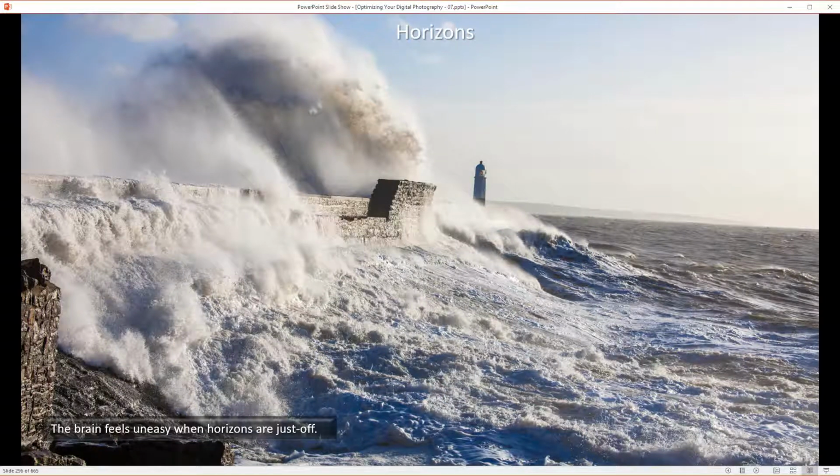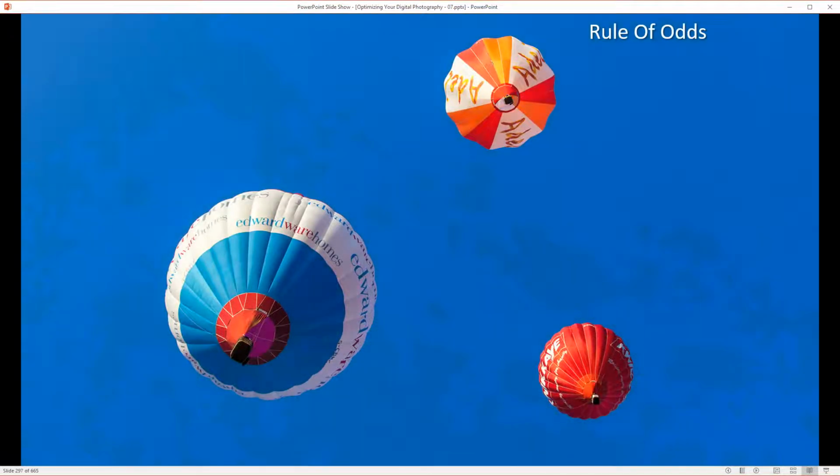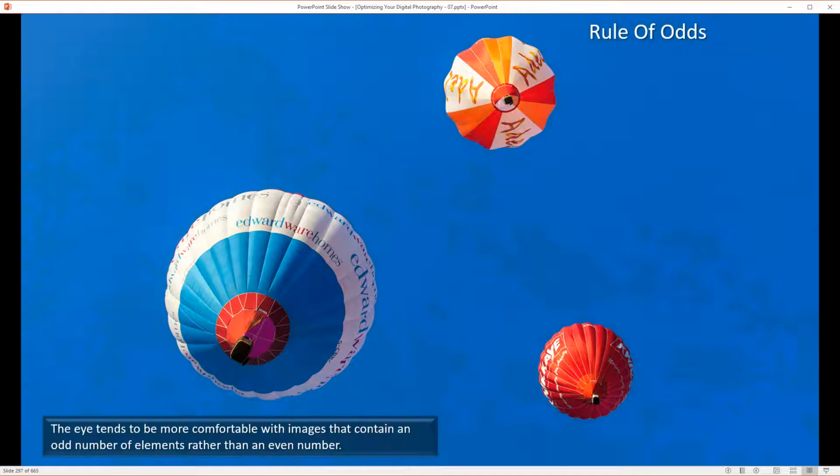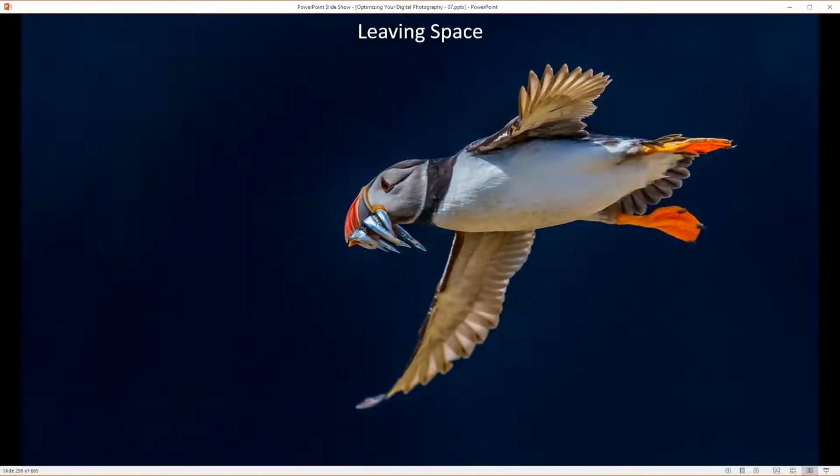Horizons. If there is a horizon there and it's important, you need to get that right. Otherwise the eye will notice that straight away and people won't appreciate your efforts. Rule of odds. They always say that an odd number tends to be more pleasing than an even number, and that tends to be quite a good rule of thumb there.